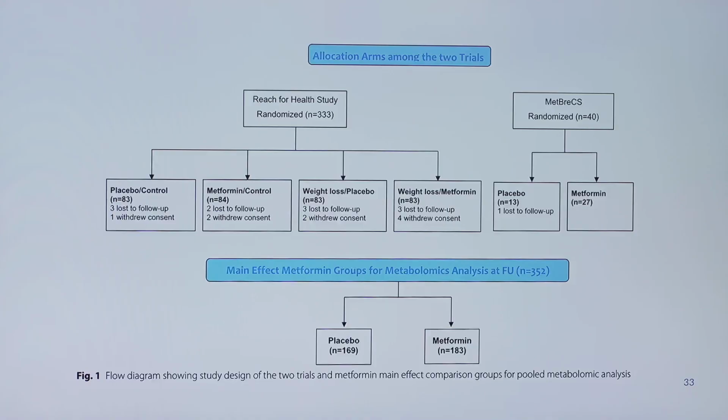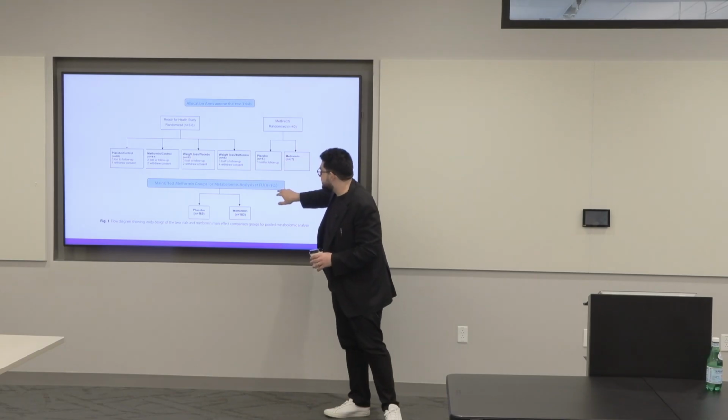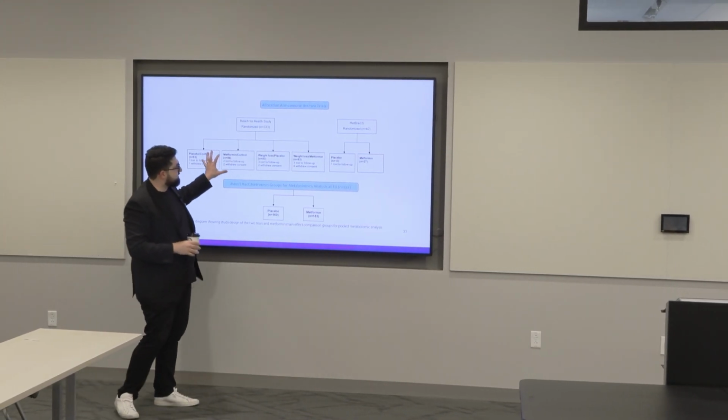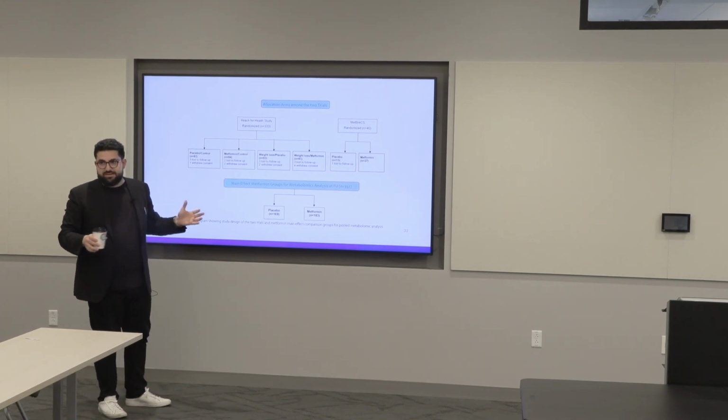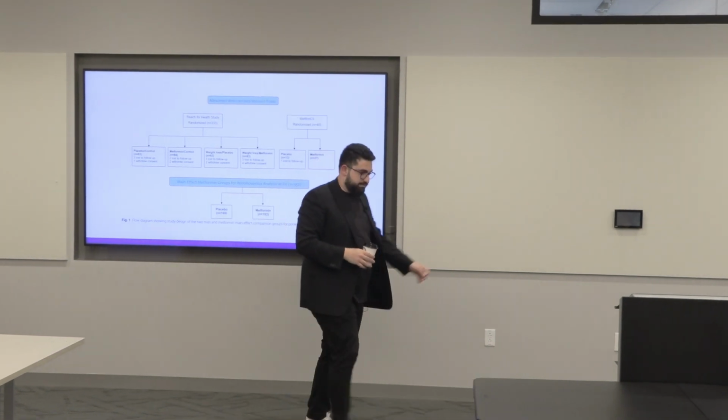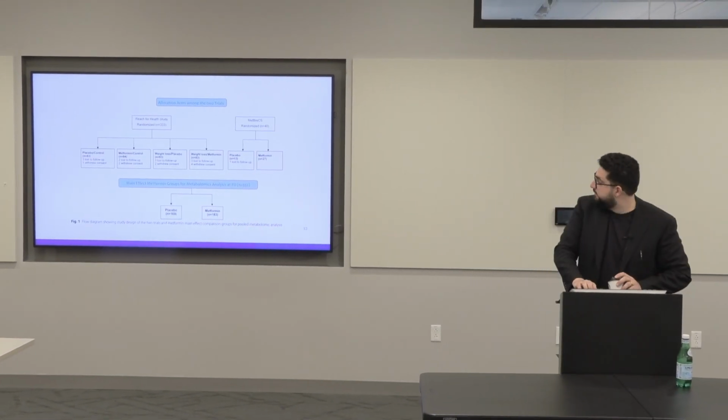We have two trials, one in Italy, one in the US. Randomized, this is the Reach for Health study and the MET-BRIE-CS study. These are the different conditions of each of these groups. So we had placebo control, metformin control, weight loss placebo, weight loss metformin, placebo, metformin. And then we had this second study, where we're looking at the main effect of metformin in groups for the metabolomics. So we basically took the results of all of these, mixed them together, and classified them between placebo and those receiving metformin. These are breast cancer survivors.